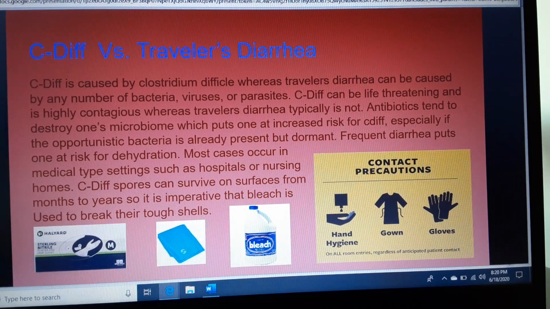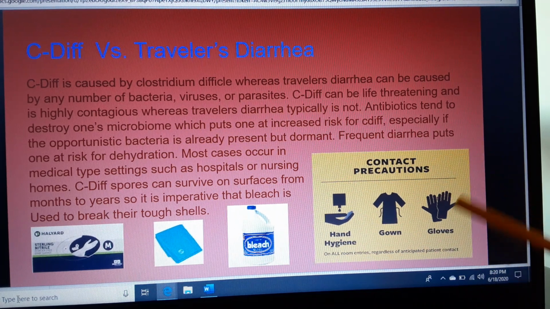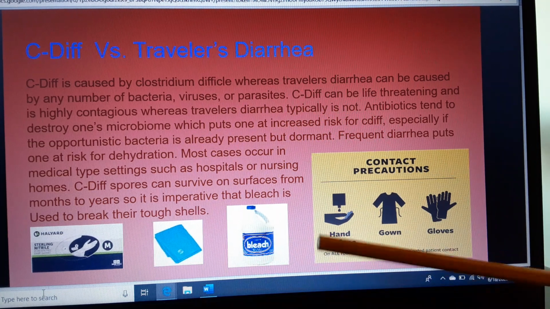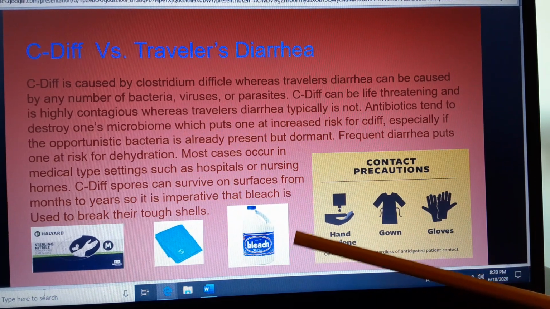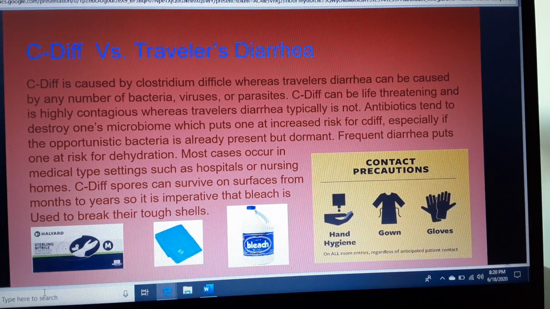Now in the hospital, there are these signs, and they show that you must wear a gown and gloves. So here we have gown and gloves, but then when you're cleaning, you must use bleach because that's the only thing that can break through the tough shells of the C. diff spores.